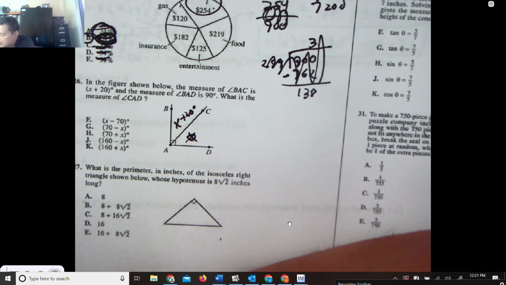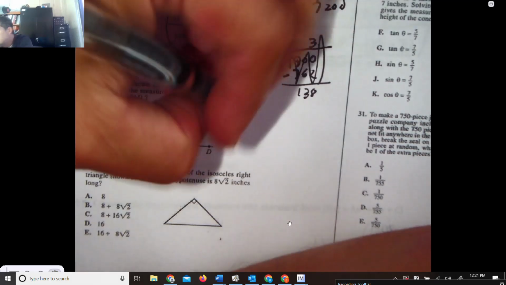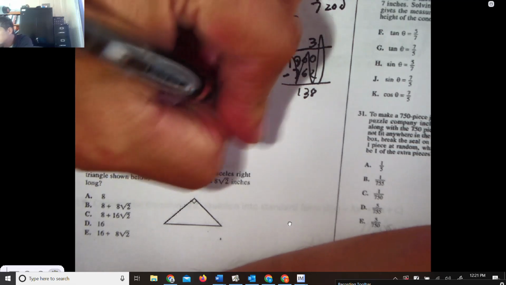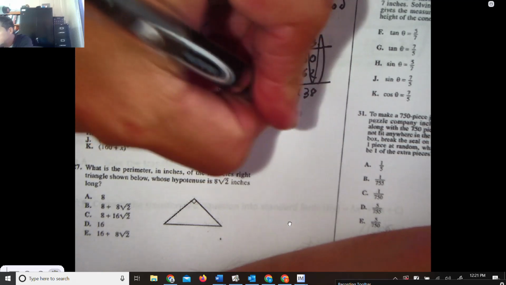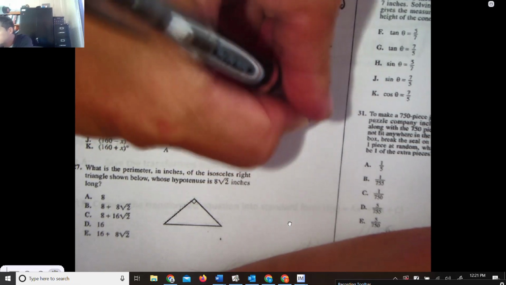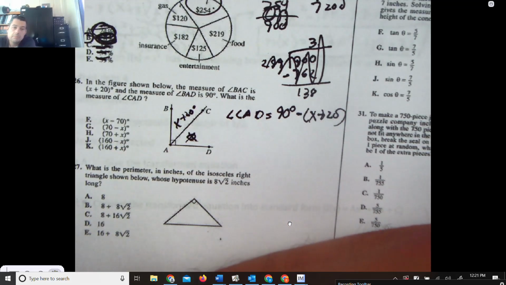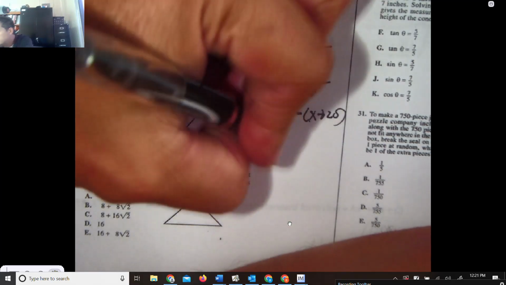They want CAD without making an assumption. Well, here's what I know about angle CAD. It is 90 degrees minus all of x plus 20. Not just part of it, all of it. So 90 minus 20 is 70 minus x.